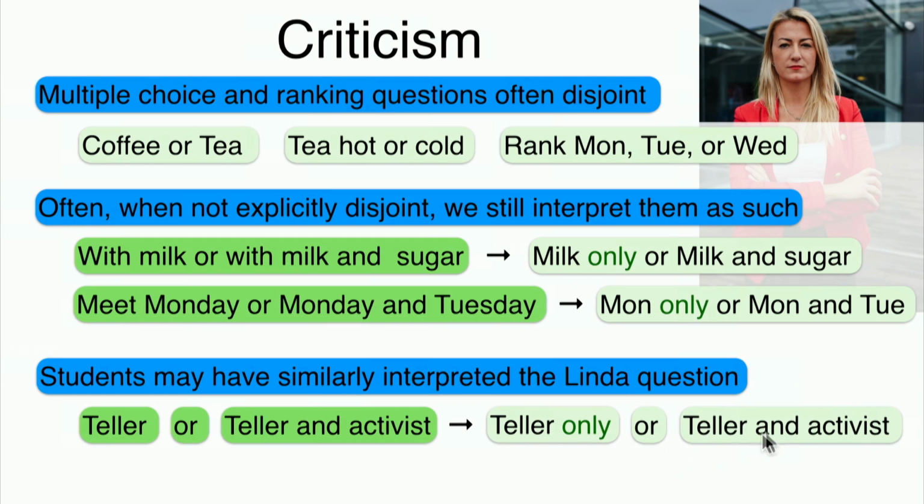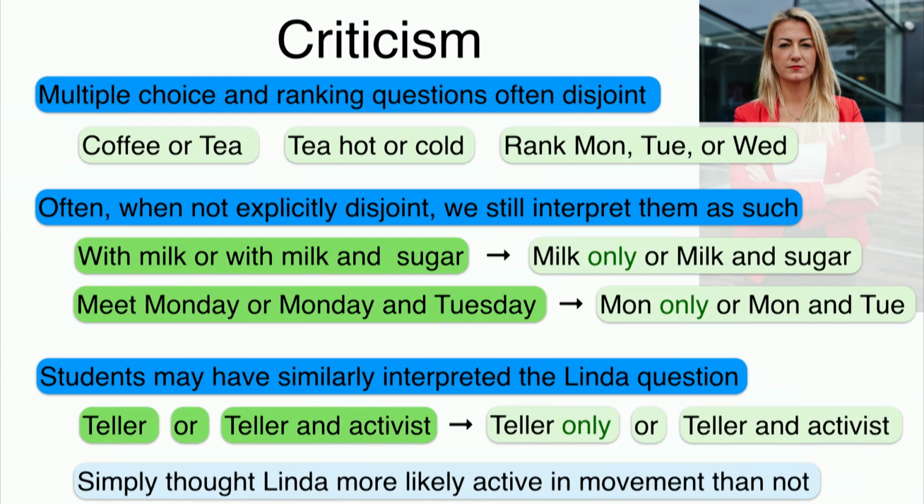And if they did that, then the answer could be reasonable, because that means they just said that Linda is more likely to be active in the movement than not active in the movement. So she's more likely to be teller and activist than teller and not activist. So maybe they were asking this question.